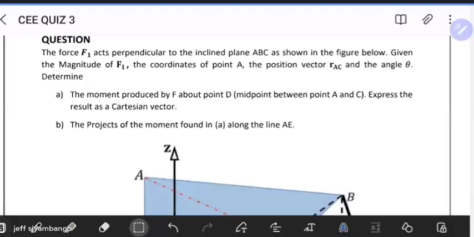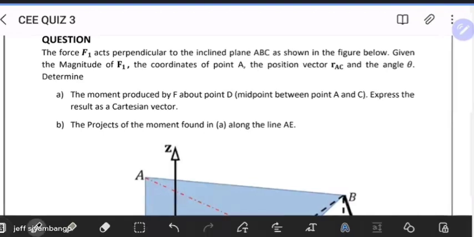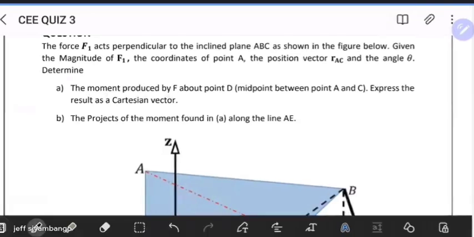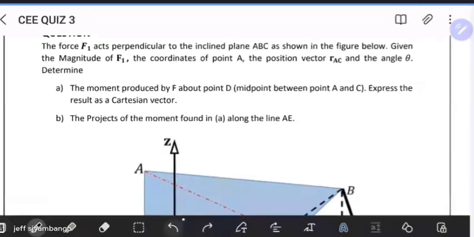Okay, so this class, we want to see how best to answer this. The whole idea or the whole concept of this question is based on how to calculate the moment. If you look at the first question there, they want us to find the moment produced by a force F about a point D. Here, they are specifying that they want us to express the result in Cartesian vector form.